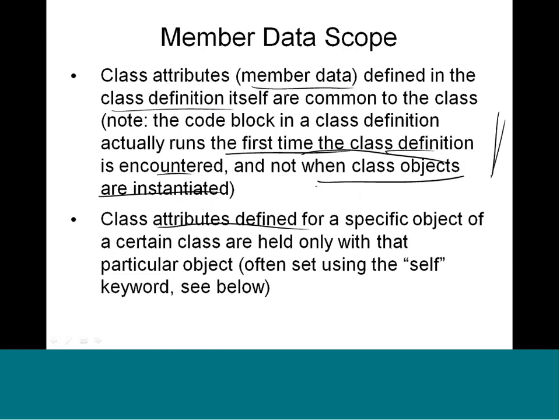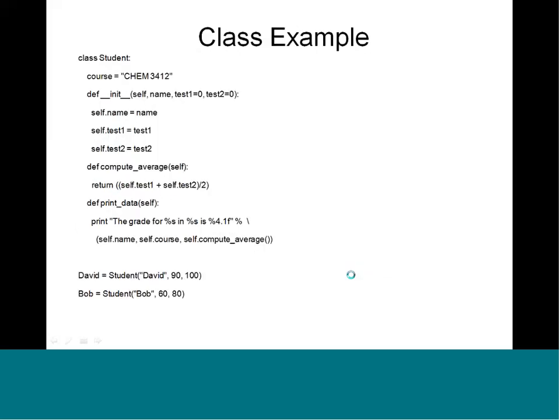The class attributes defined for a specific object of a certain class are held only with that particular object, often set using the self keyword. We will see an example later. But basically, once you define a specific object, it is held only with that particular object. So when you go into another object, this property will already be gone. So here is an example.